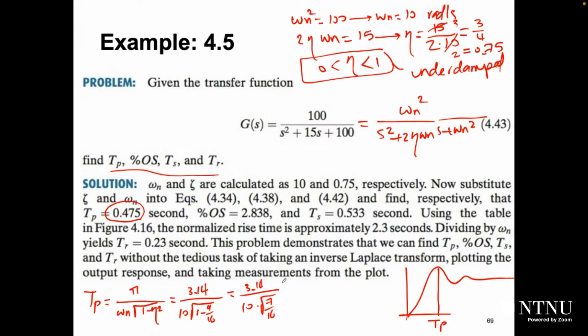So in fact, you can say that it will be 4 times 3.14 divided by 10 multiplied by the square root of 7. I need to do this calculation to check that the numbers are correct. So I will do it. So it will be 4 times 3.14 divided by 10 divided by the square root of 7.